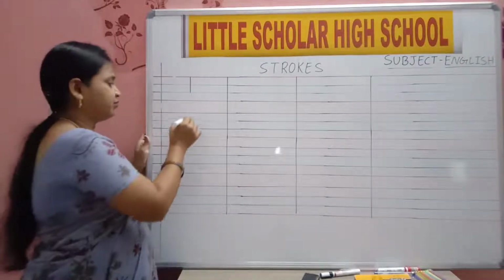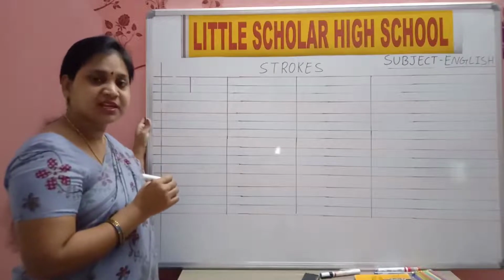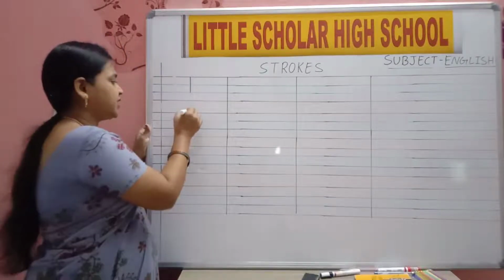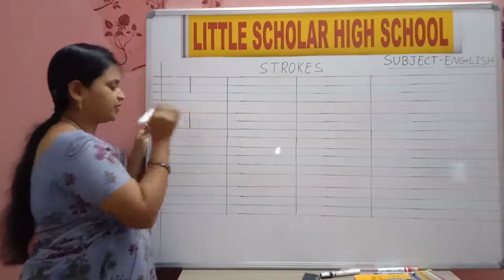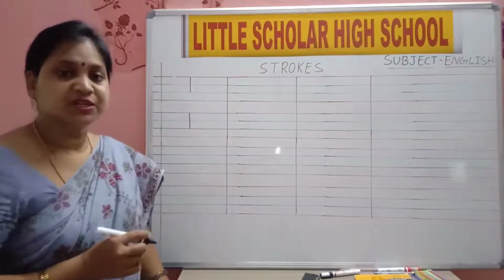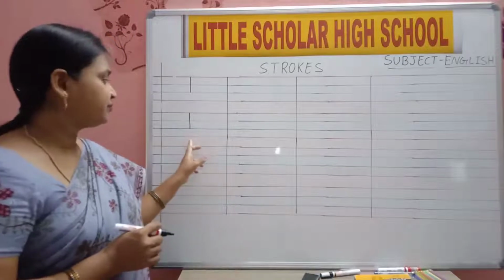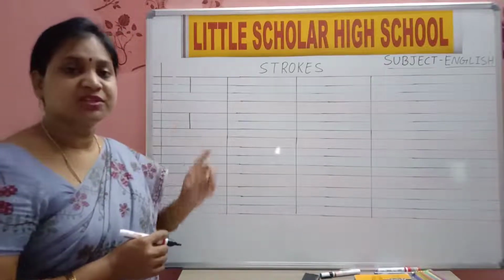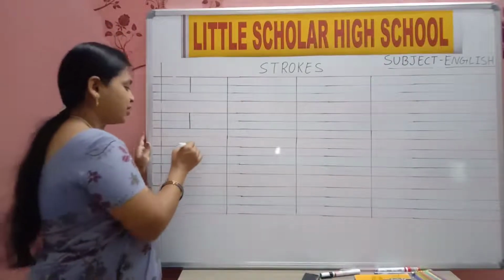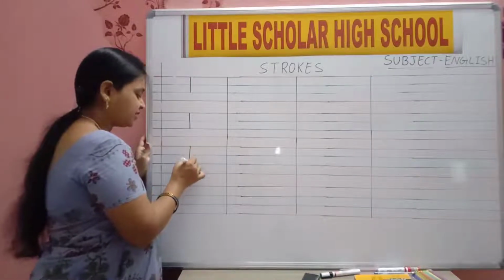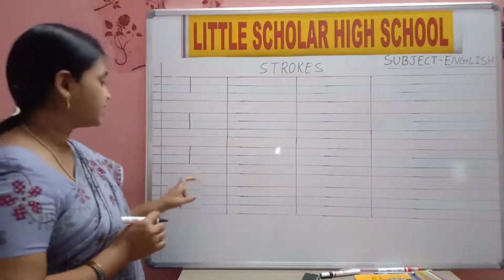Standing line. Once again. Touching the first 3 lines. You will say and write it in your notebook. Come on, say. Standing line, touching the first 3 lines. Once again. Standing line. Yes, which line is this?